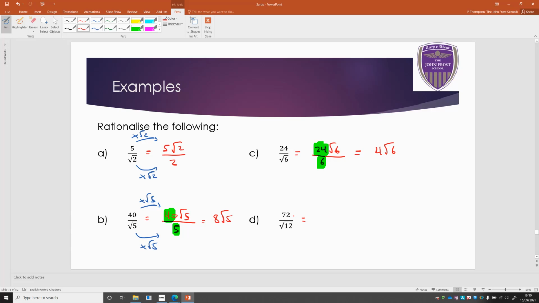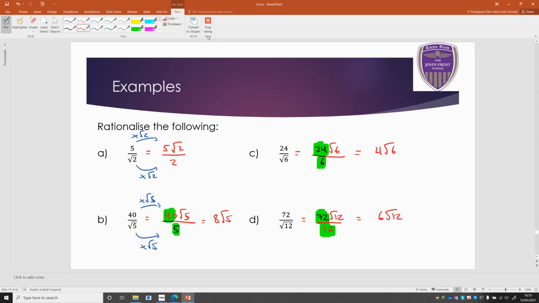And this one here, top and bottom by root 12. So on the bottom, you're going to get 12 because root 12 times root 12 is root 144, which is just 12. And on top, then you're going to get 72 root 12. Here, 72 divided by 12 is 6. So you're going to get 6 root 12.